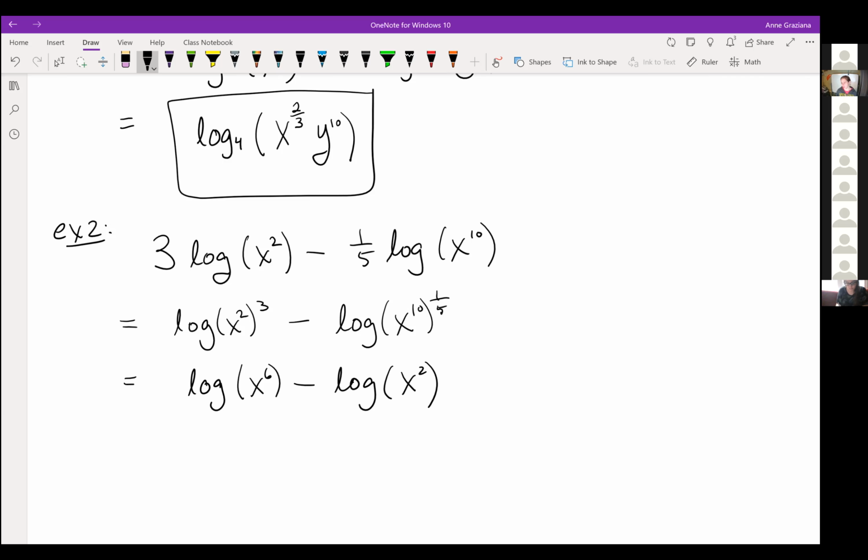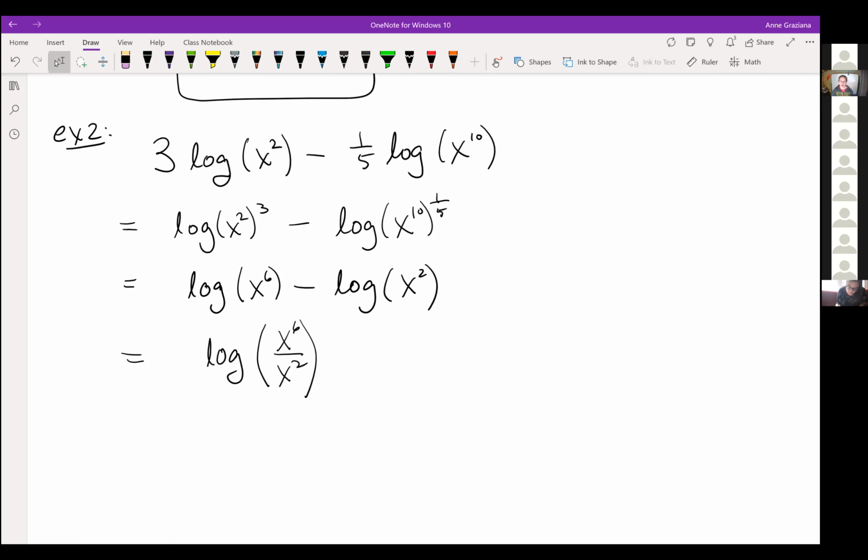And then what would we do? What can we do next? Make them what? The quotient rule. Yes. So this is x to the 6th over x squared. So if you got that, good. Now, if you didn't know, we can also simplify. So 6 over 2 is x to the 4th. So this is completely simplified.